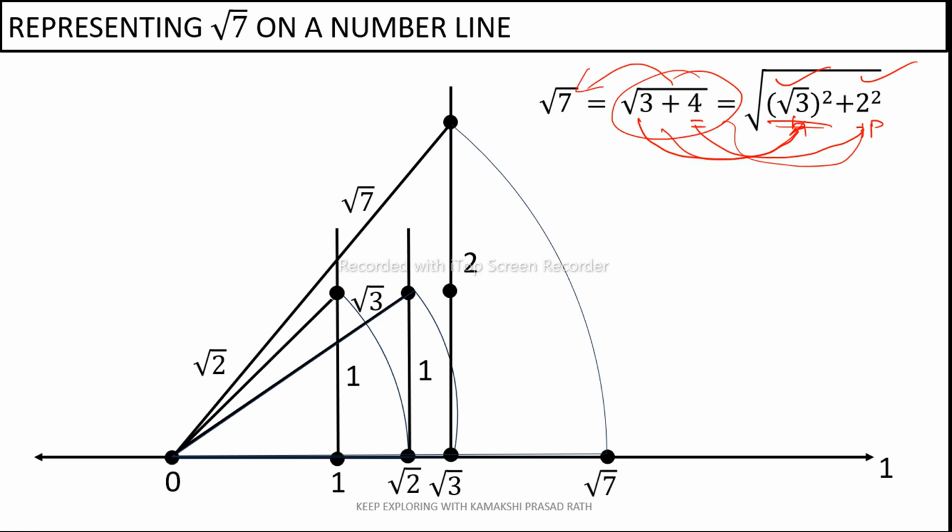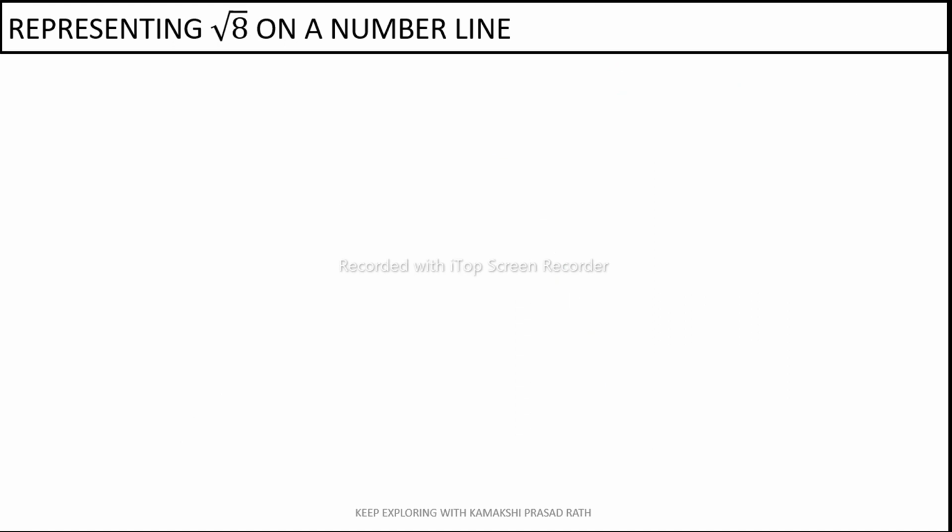This is a way, or else we can draw root 5, root 6 and then root 7 also. Root 5 upon 1 will give us root 6. Root 6 upon 1 will give us root 7. In that way also we can draw it.